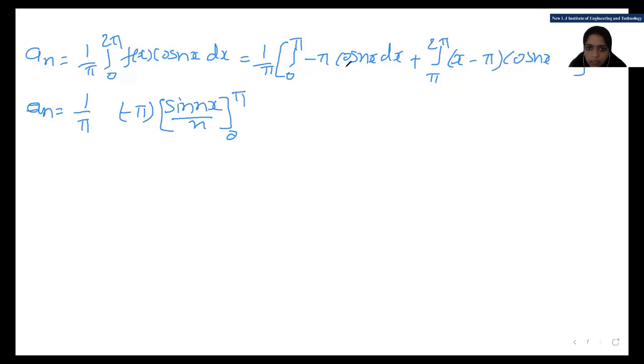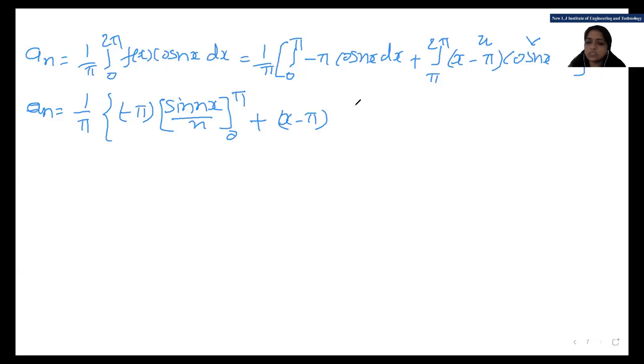Students, here we are doing the integration of this first term. Minus pi is constant, so the integration of cos nx with respect to x is sin nx upon n, and the limits are 0 to pi, right? Now plus the integration of the second term. This is u and this one is v. Now we are going to apply Leibniz rule. So x minus pi, keep it same.